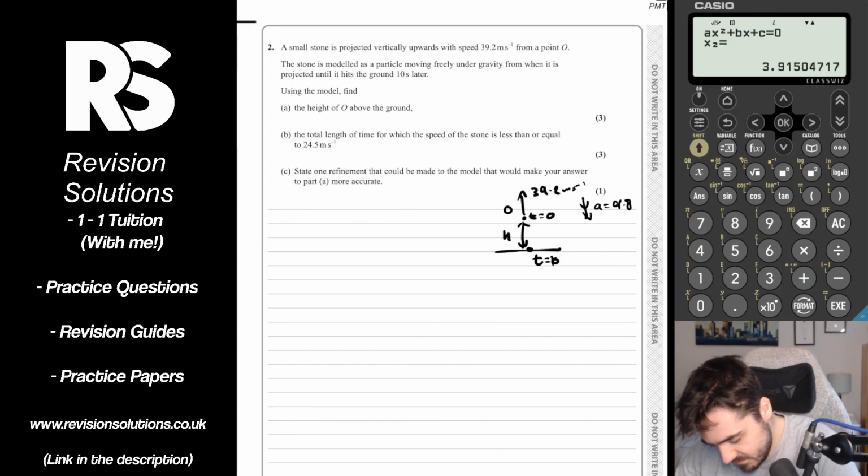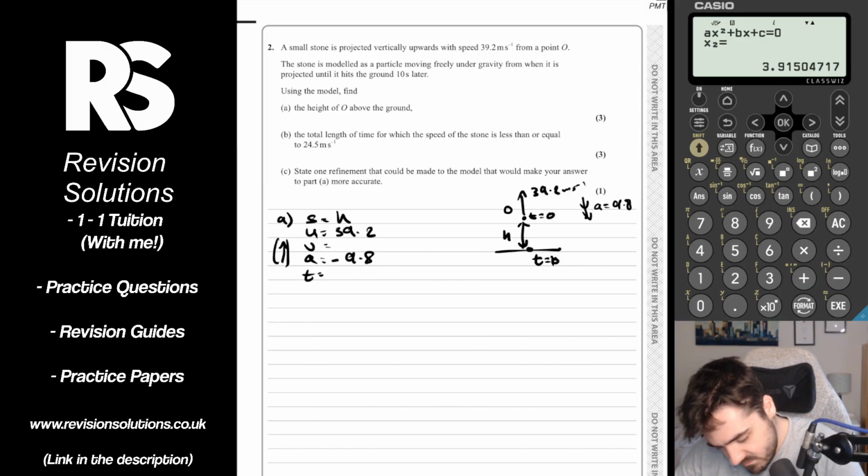So let's write a SUVAT for part A. S is what we're trying to find, let's call that h. Let's consider up to be positive, so u would then be 39.2. a would be negative as it's going down, so minus 9.8. And then t is 10. We're looking for an equation without v. If we want to find s, that would be s equals ut plus a half at squared.